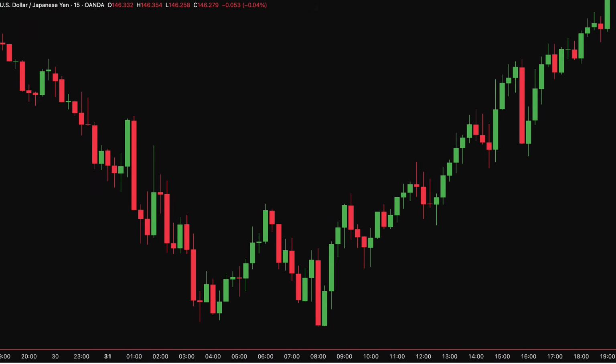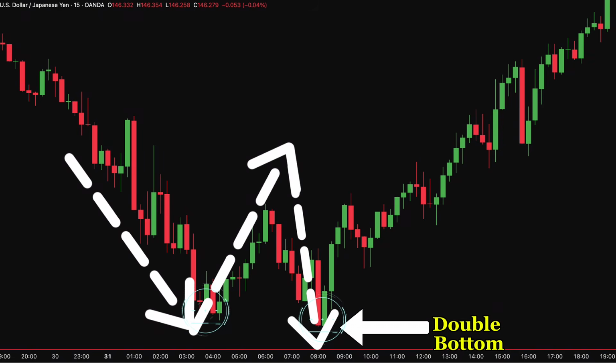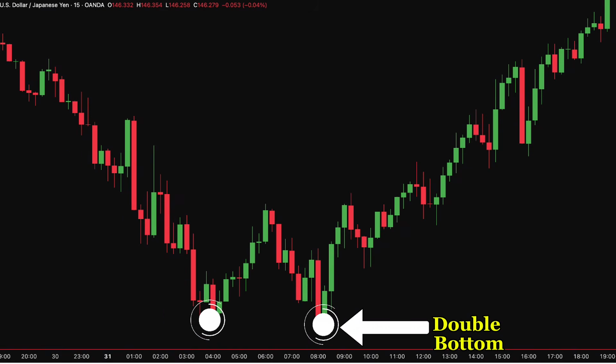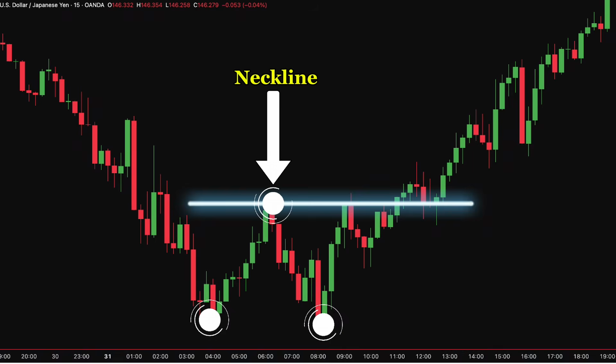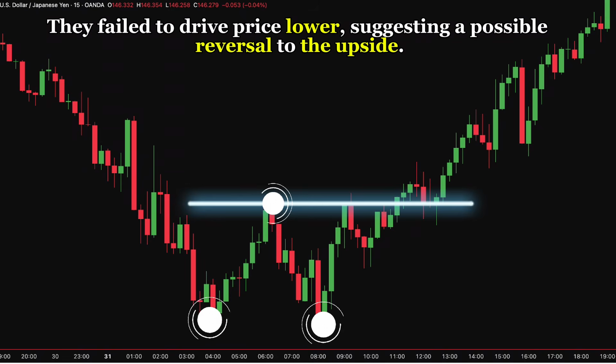Now let's flip it. The double bottom appears after a downtrend. Price drops, finds support, then bounces, only to revisit the same support level again. But this time, it holds. The two equal lows create a support level, and the high between them forms the neckline. From a price action perspective, this signals that sellers are running out of steam. They failed to drive price lower, suggesting a possible reversal to the upside.